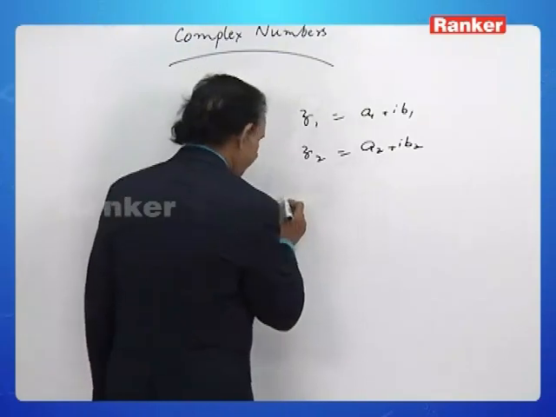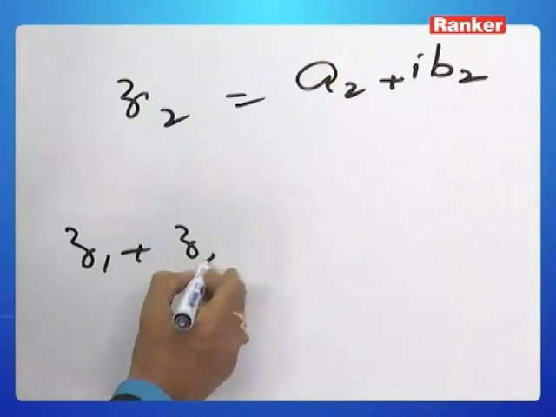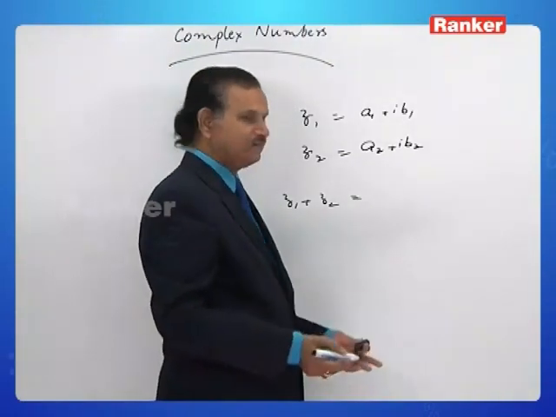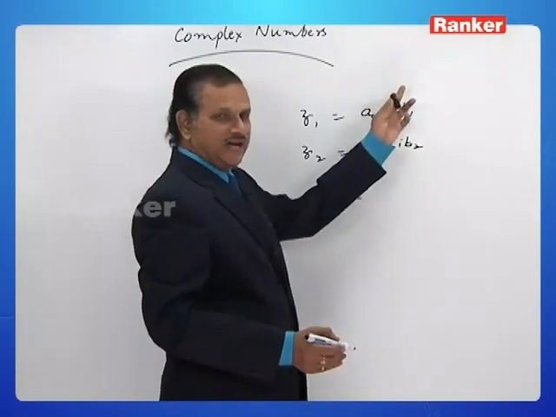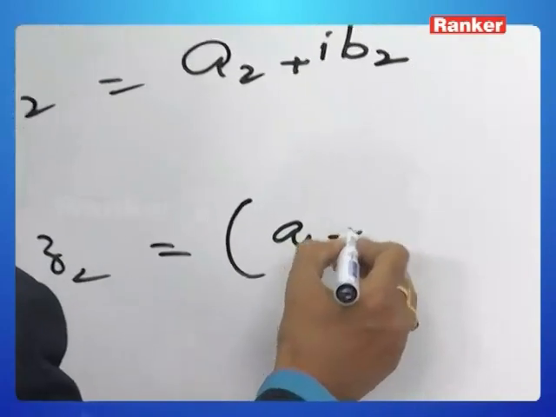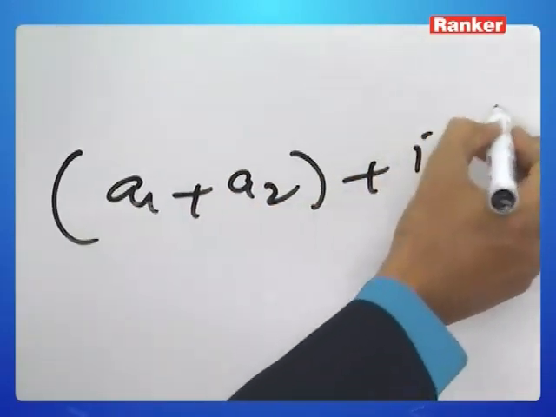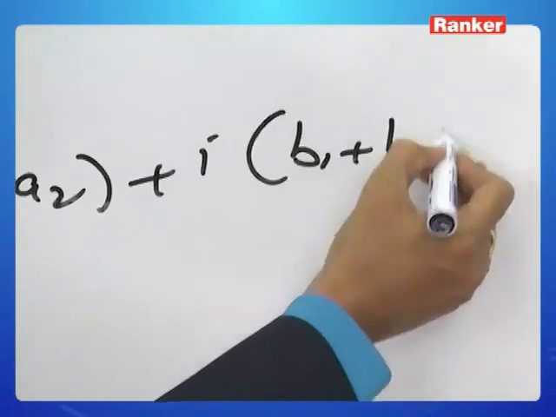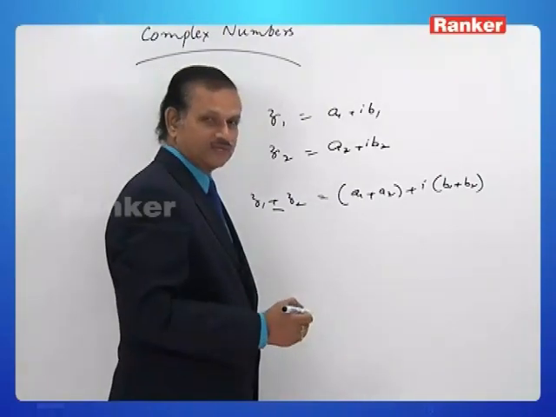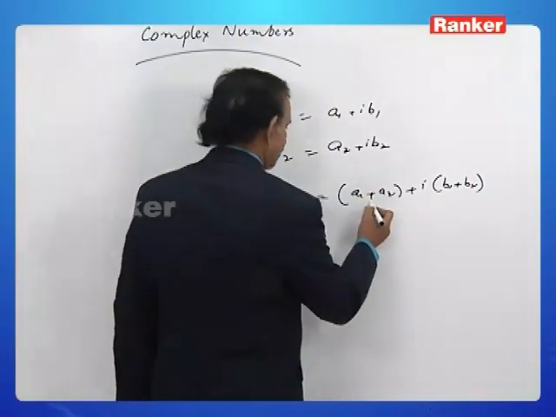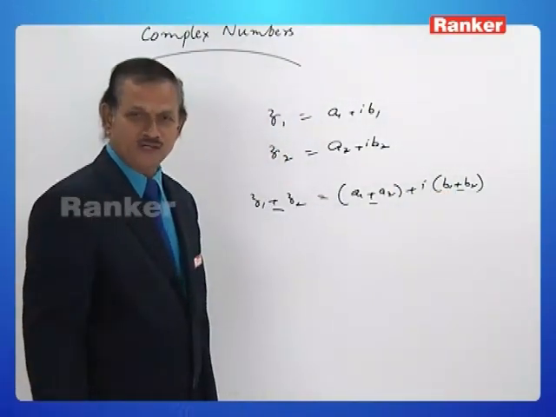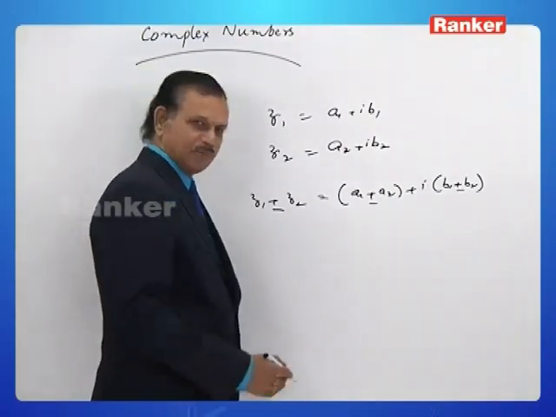What happens if you add z1 and z2? You proceed in the usual way of addition of real numbers: a1 plus a2 plus i b1 plus i b2, that is i into b1 plus b2. Therefore, it is a1 plus a2 plus i into b1 plus b2. Even if you subtract, z1 minus z2, what can it be? a1 minus a2 plus i into b1 minus b2. Like this, we usually use these operations.